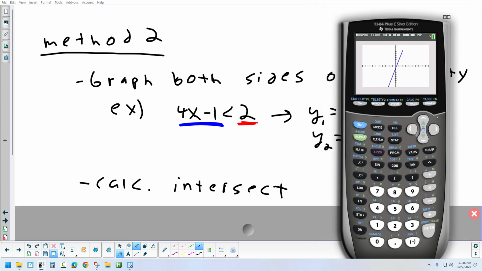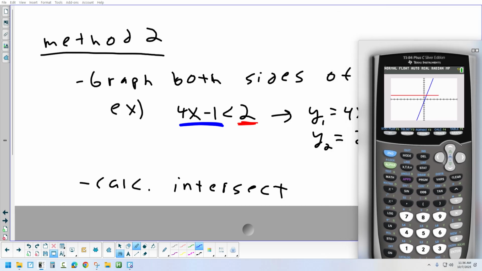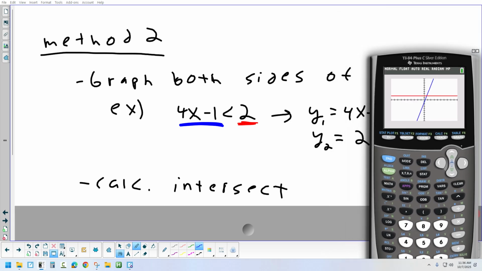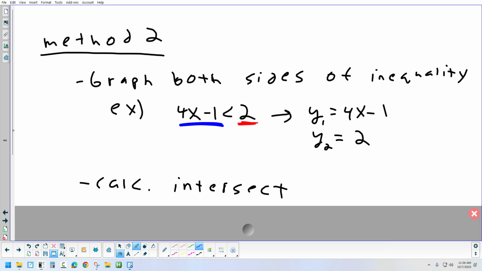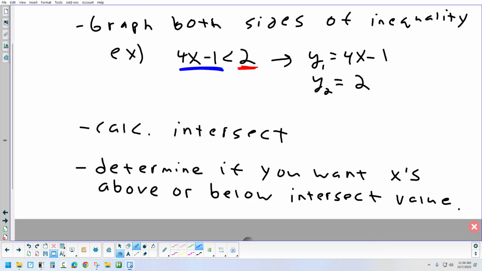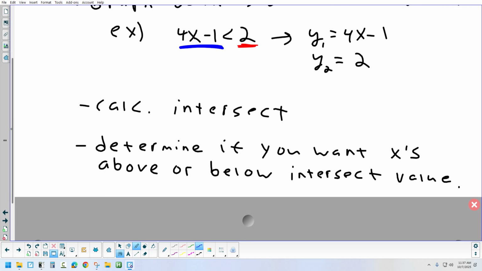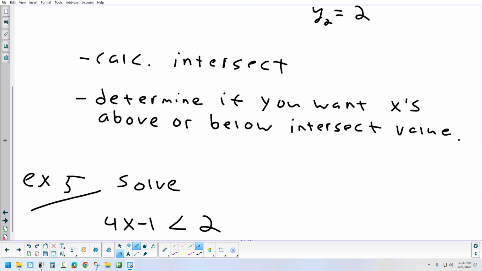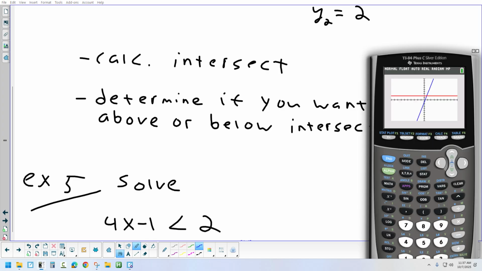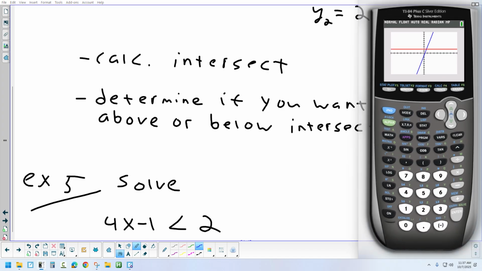And this time, we're going to calculate an intersect. Once we calculate that intersect, it's going to be just like we did the root. The answer is either everything below the intersection point or everything above the intersection point. It depends if the original problem had a less than or a greater than. We just have to look at it. Okay, so it's the same one we just did again. So let's calculate the intersect.